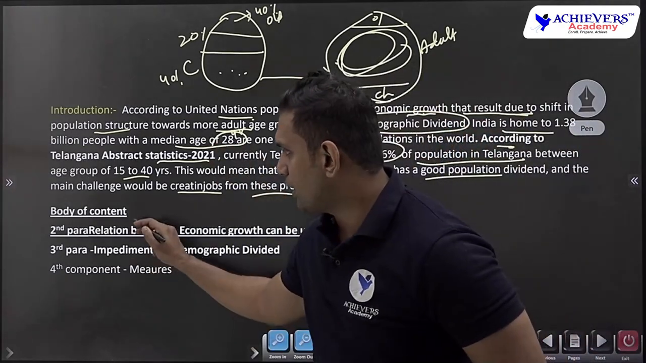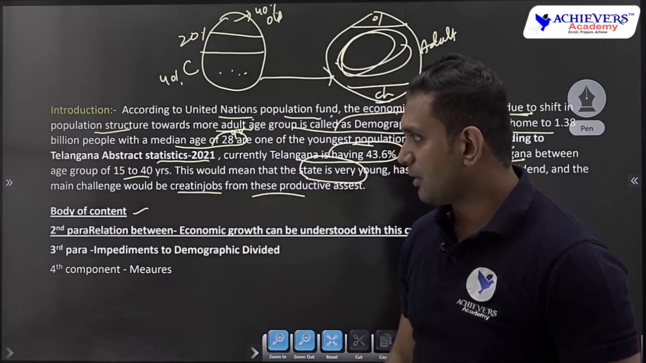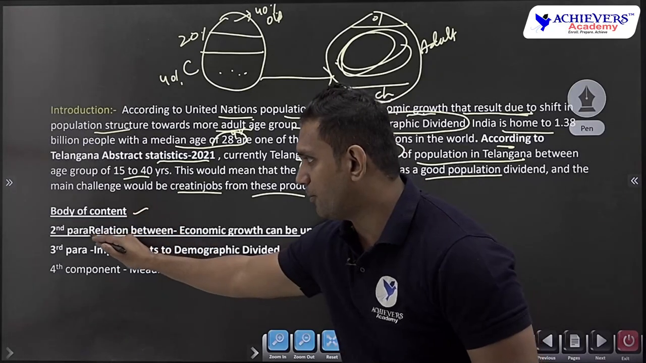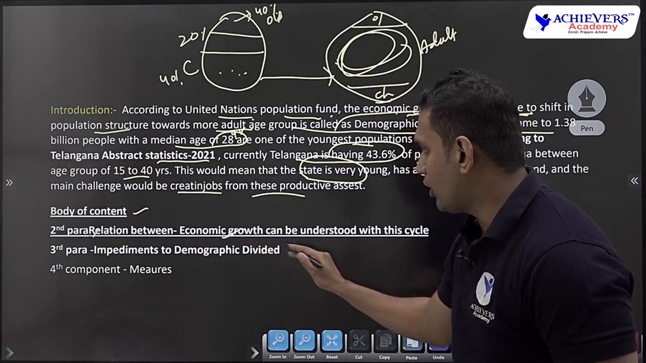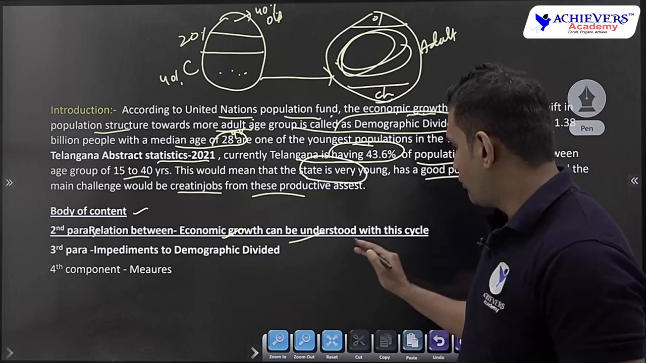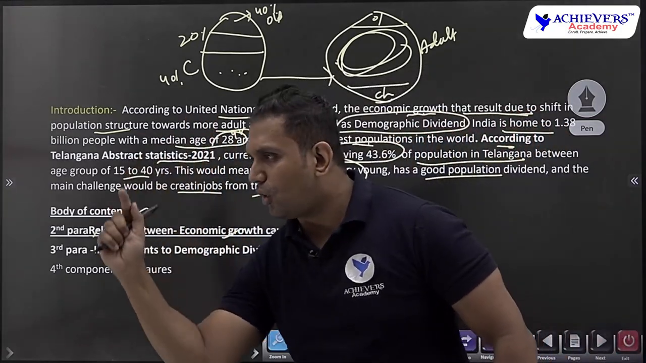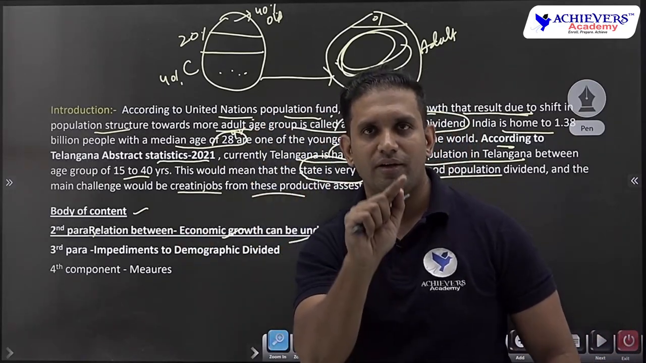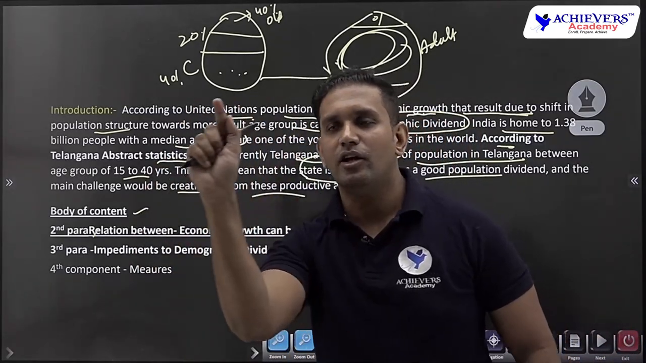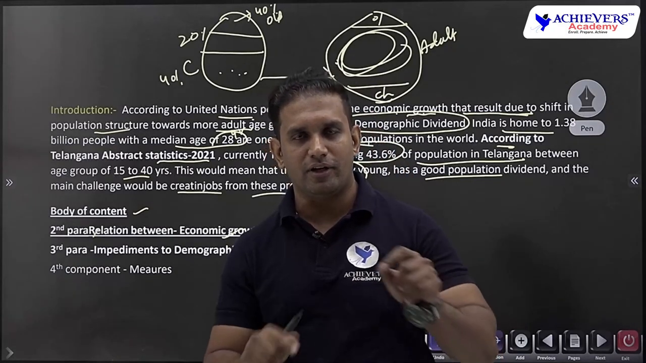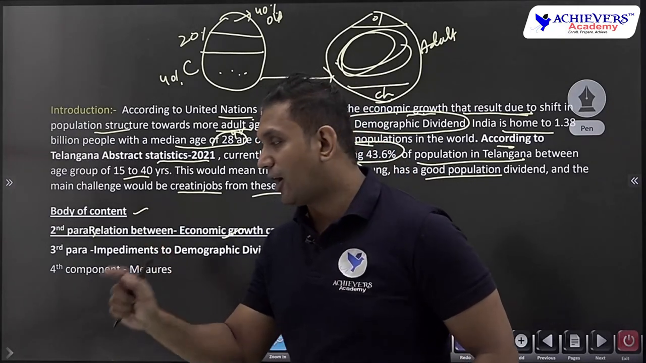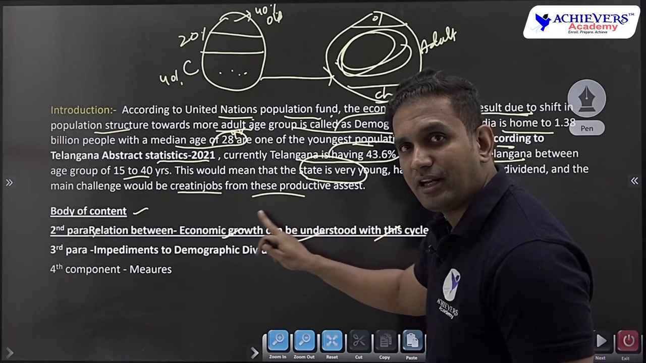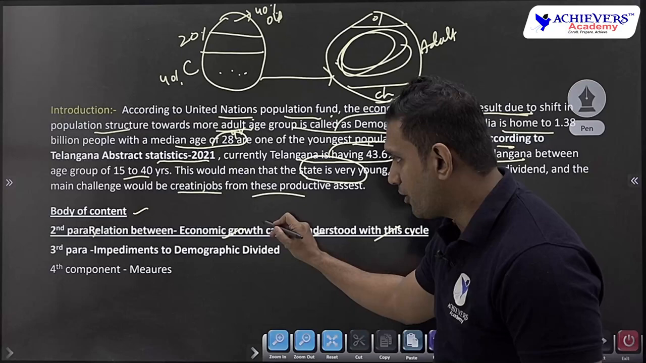After writing the introduction, you have to write the body of content. This is the first para. When you start the body of content, that will be the second para. The relation between economic growth and demography, you have to write with this cycle. How economic growth could be powered by demographic dividend, you have to say in a very graphical manner, as a flowchart, which I will give you in our notes and while explaining. So you have to say how the demography will power economic growth, that relation you have to show.